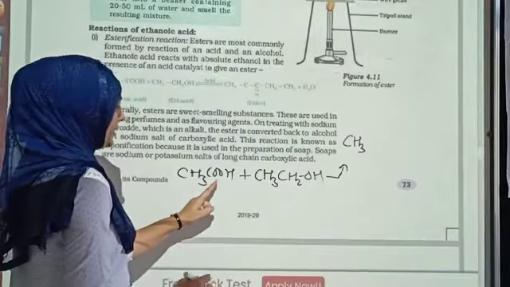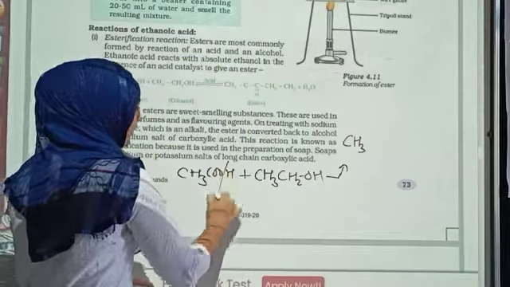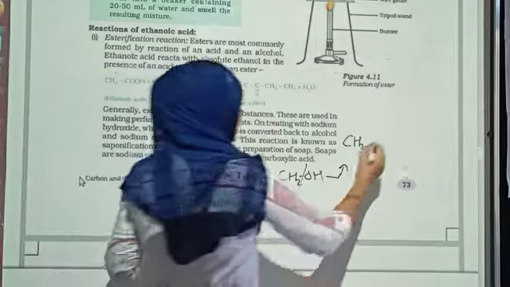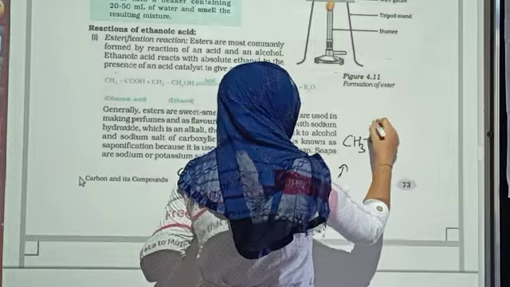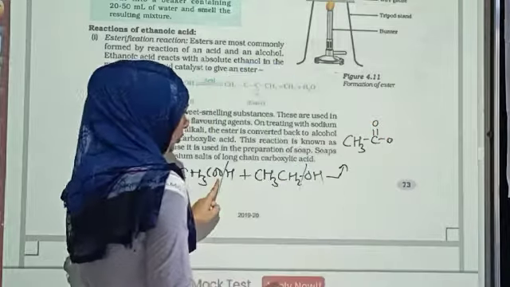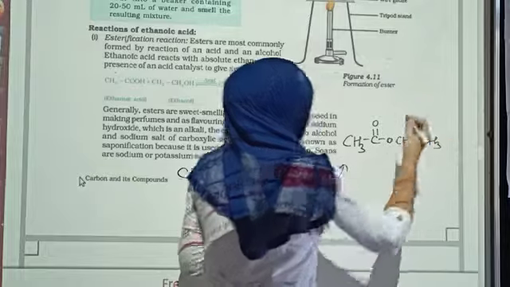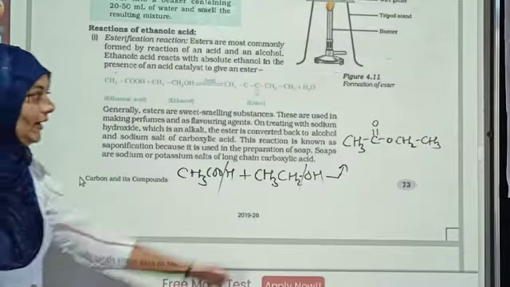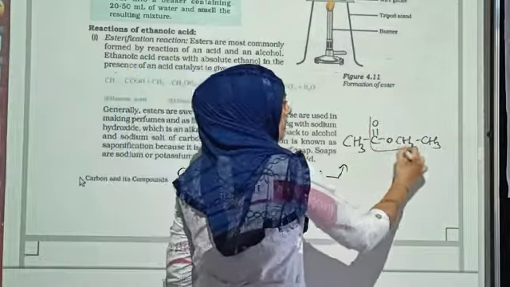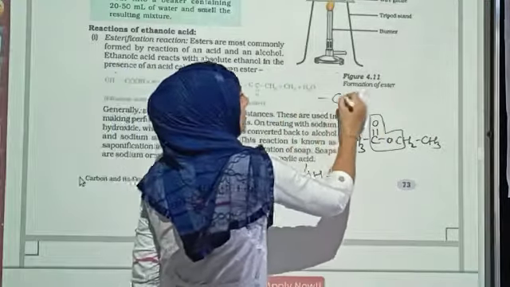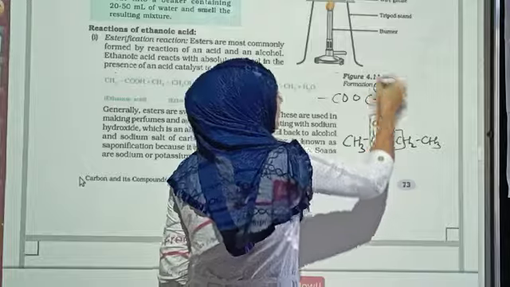Now see, what is going to happen? Your bond is going to cleave like this. So this is your O, CH2, CH3. So dear student, you are getting the ester. COOC linkage, that is your ester.